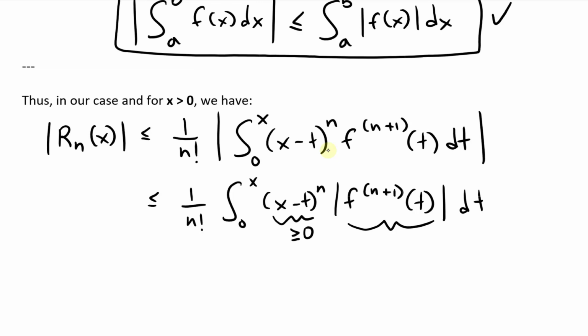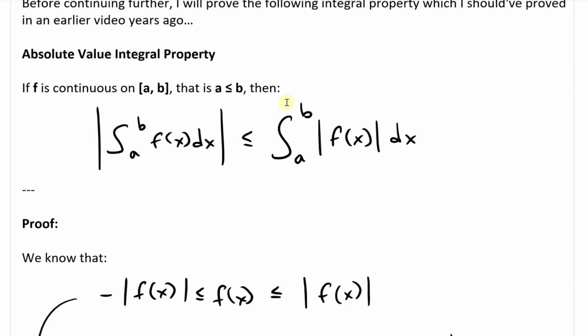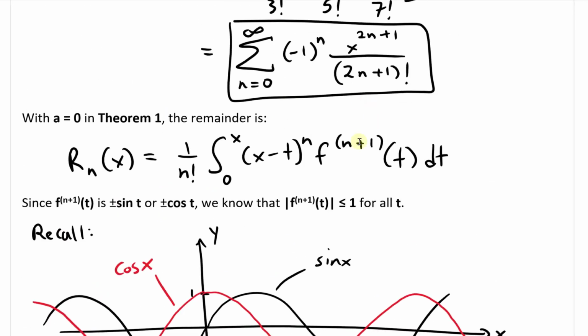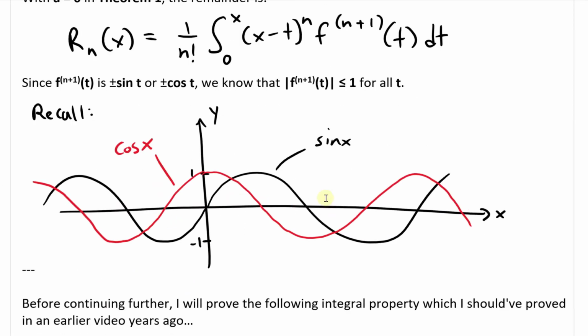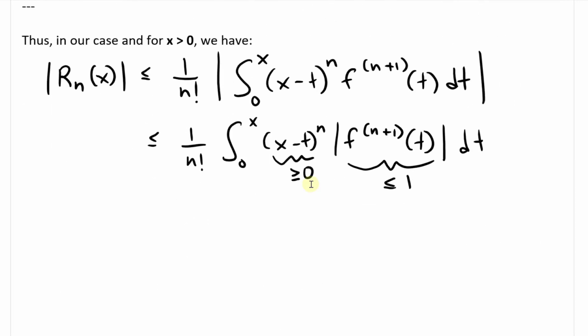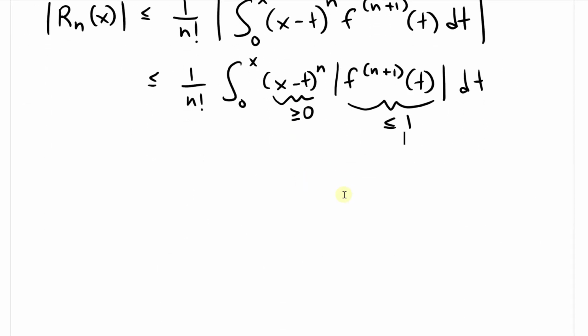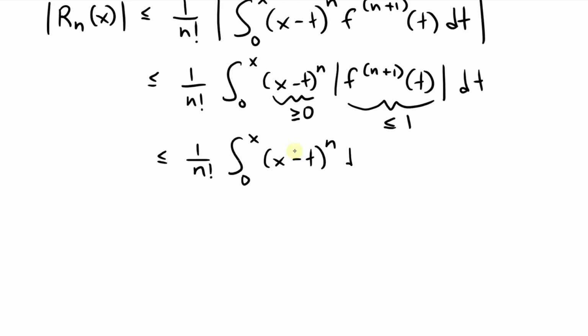Remember this one right here, we already know that the absolute value is less than or equal to 1, because the derivative is just going to be plus or minus sine t, or plus or minus cosine t, as I showed over there. So that's always less than or equal to 1. And this one's always greater than or equal to 0, so we can remove the entire absolute value sign. So this is less than or equal to 1 over n factorial times the integral from 0 to x of x minus t to the power of n dt.